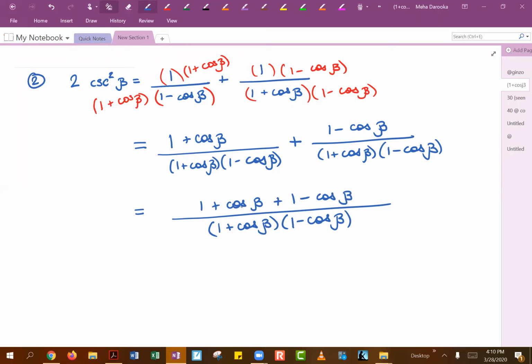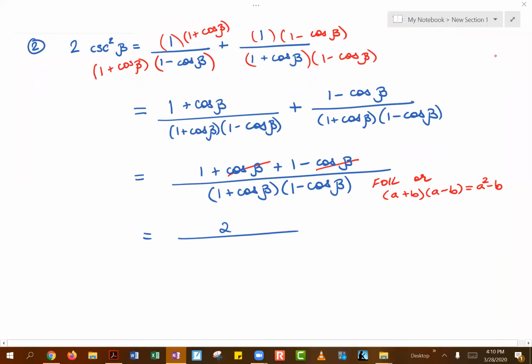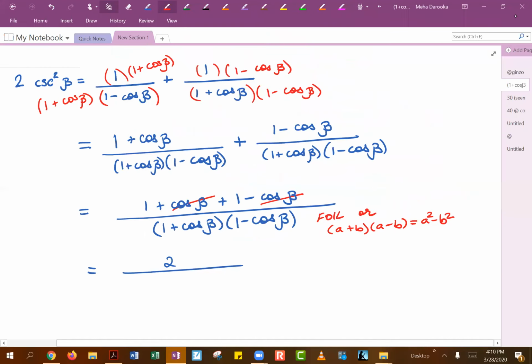So again, you will notice we have a positive cosine beta and a negative cosine beta, so they will end up canceling each other out. You're left with 1 plus 1, which gives us 2. FOIL your denominator, or if you remember, this is basically of the form a plus b multiplied with a minus b, which ends up giving you a square minus b square. So you can actually just use that idea of a square minus b square to help you out.